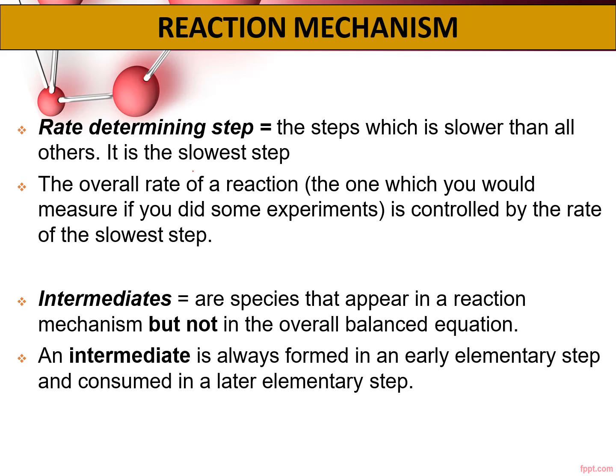Now you must know what the rate determining step is. The rate determining step is the step which is slower than the others. It's the slowest step. The overall rate of the reaction, which one would measure if you did some experiment, is controlled by the rate of the slowest step. An intermediate is something that appears in the reaction mechanism or elementary reactions but not in the overall reaction. The intermediate is always formed in an early elementary step and consumed later, so that's why it is not in the balanced or overall equation.